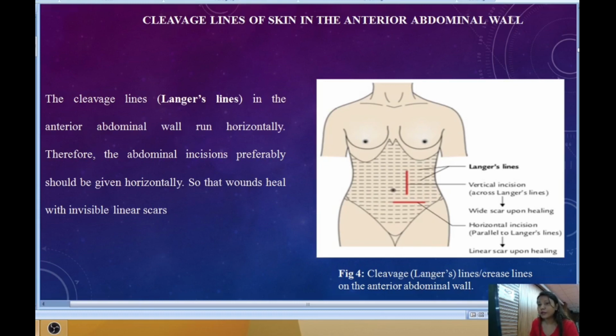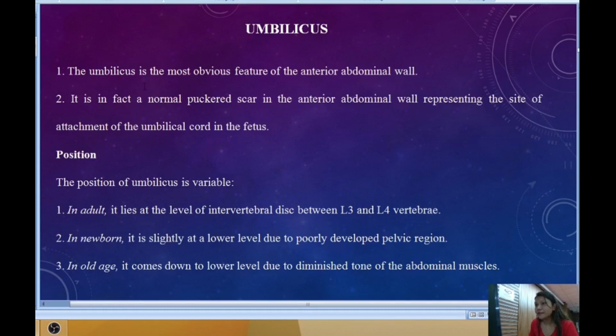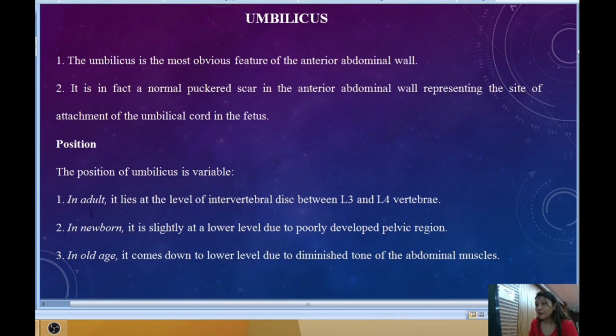Now one more very important thing in the skin is the umbilicus. It is a normal puckered scar in the anterior abdominal wall representing the site of attachment of the umbilical cord. From the exam point of view, in adults it lies at the level of the intervertebral disc between L3 and L4. In newborns it is at a slightly lower level due to poorly developed pelvic region, and in old age it comes down due to diminished tone of the abdominal muscle.